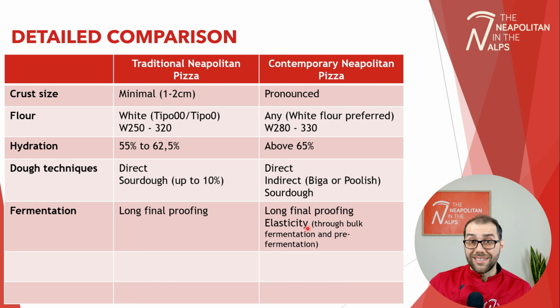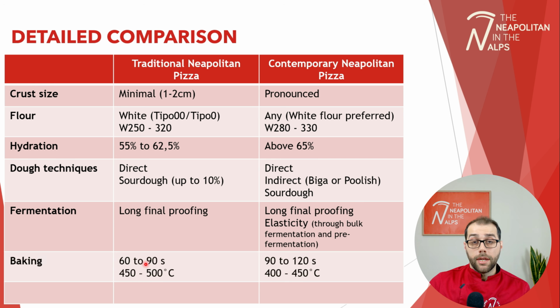And so the elasticity that we need usually comes from the bulk fermentation or a pre-fermented dough like biga or Polish. So we're gonna work the dough during those phases in order to get to a different balance in the gluten elasticity. Next, let's look at baking, another key point that increases the differences between the traditional and contemporary Neapolitan pizza.